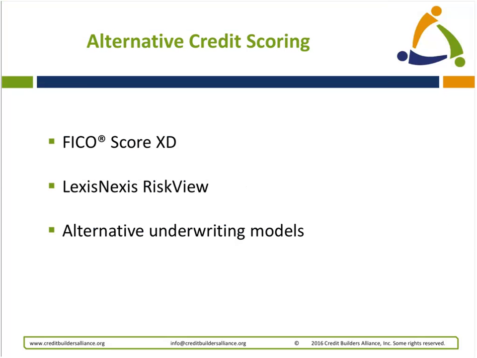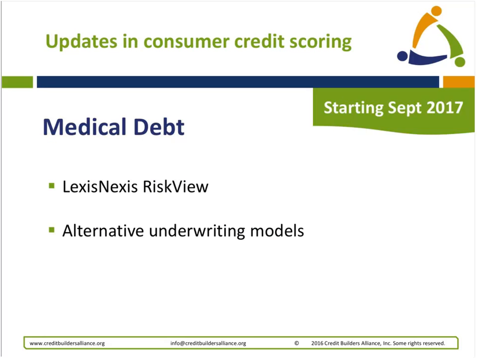So we're seeing new scores come on the market such as FICO Score XD, and LexisNexis RiskView is offering products to lenders. And lenders are really actually starting to think about credit scoring and underwriting differently to expand their market and find ways to weigh traditional credit scores less or not at all in their decision-making processes.